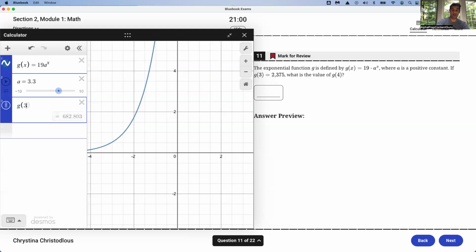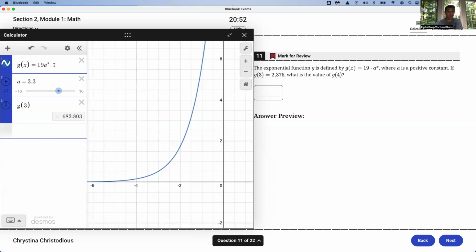I can go g of 3, and automatically, it's so cool, the calculator will actually solve this function when x is 3, which means it put 3 in here. And when a is 3.3, 3.3 raised to the third times 19 equals this. But I'm looking for 2,375. I can slide the slider and I can make it much bigger or smaller if I want to. But for the moment, I'm just going to go like this because I know that the answer happens to be 5 here, which is totally cool. All I did was slide it until g of 3 equals 2,375.